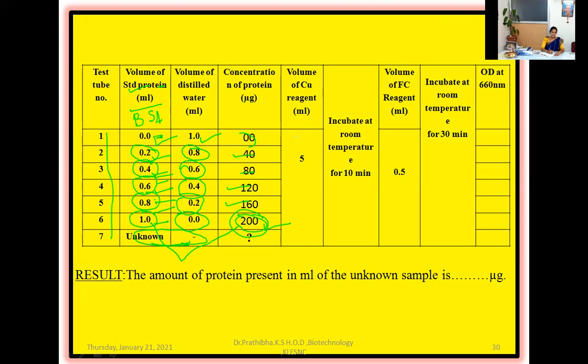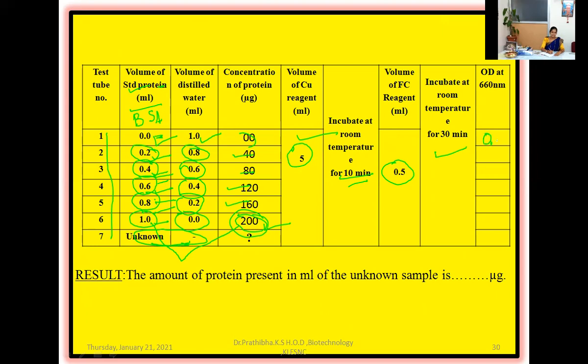Clear? To all the test tubes you will add copper reagent, 5 ml to all the test tubes including the unknown. The addition of the protein and the water to make up 1 ml for the unknown will be done by the examiner. The rest you'll be doing. To all the test tubes add 5 ml of copper reagent and then incubate at room temperature for 10 minutes. Then add the volume of FC reagent, 0.5 ml, to all the test tubes. Incubate at room temperature for 30 minutes and take the OD.